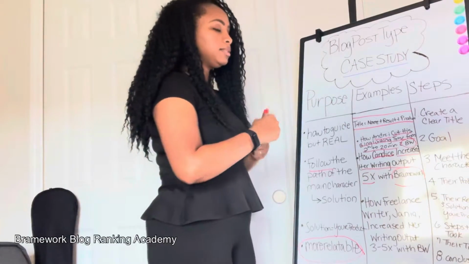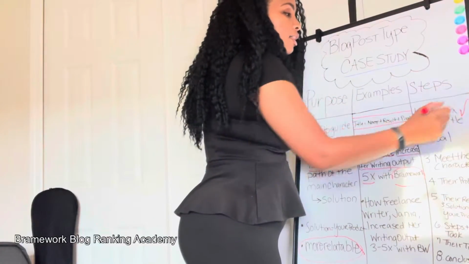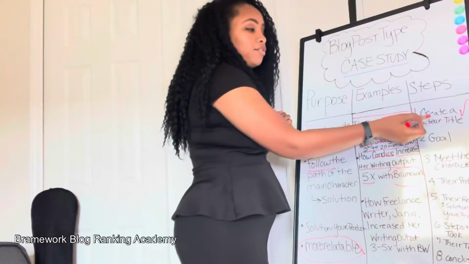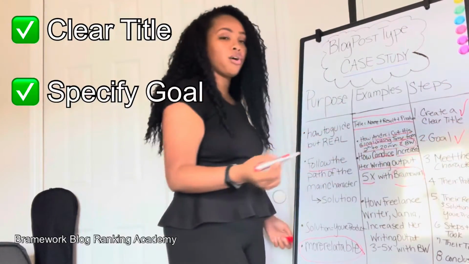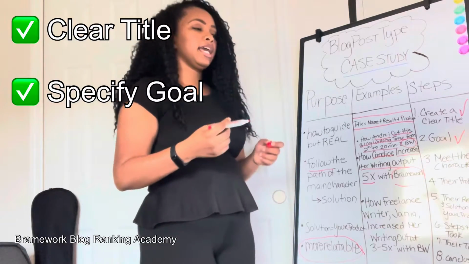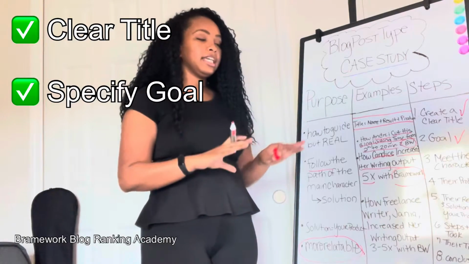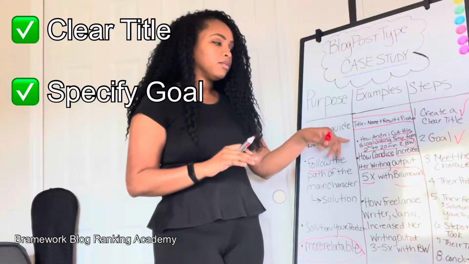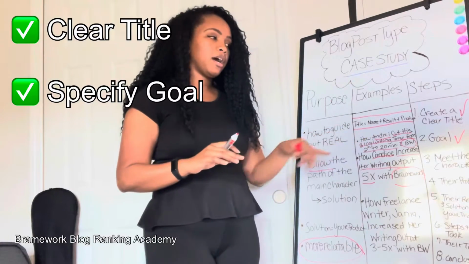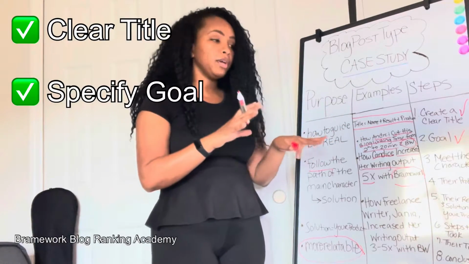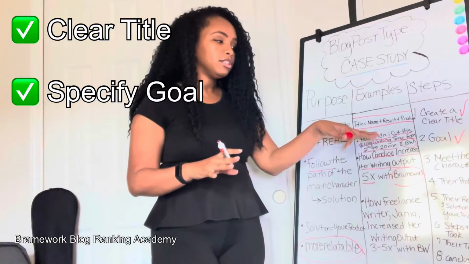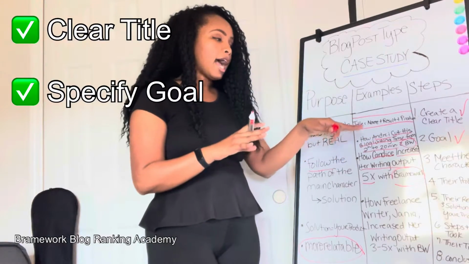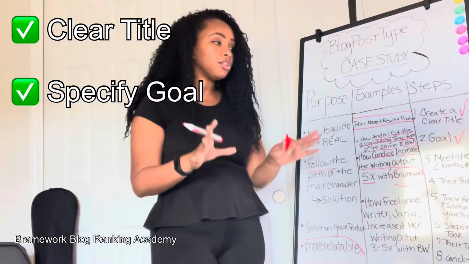Now, after we do our first thing of creating a clear title, you have to specify the goal in the article. You have to say what the reader is going to get out of it. If we're talking about Andre, he eventually went from 2 hours of writing his blog post to 20 minutes. So that is the goal. We're going to show you how he got from 2 hours to 20 minutes. That's the goal of the article.